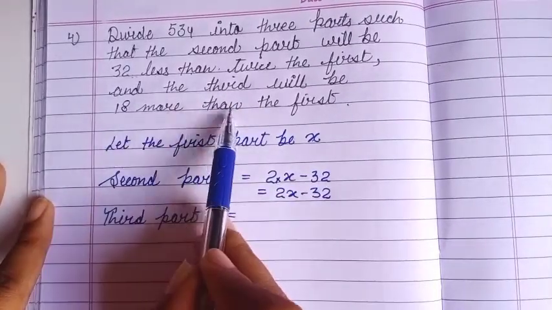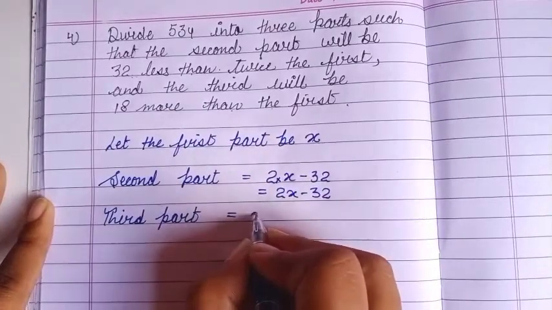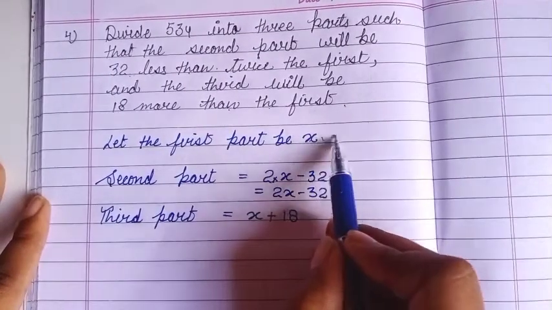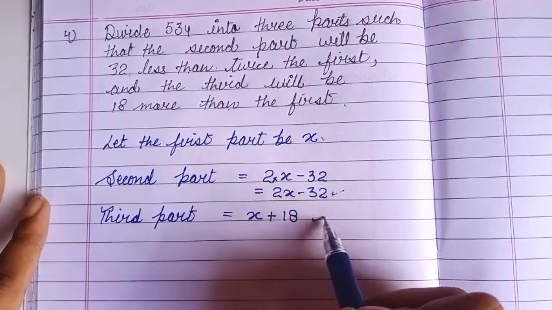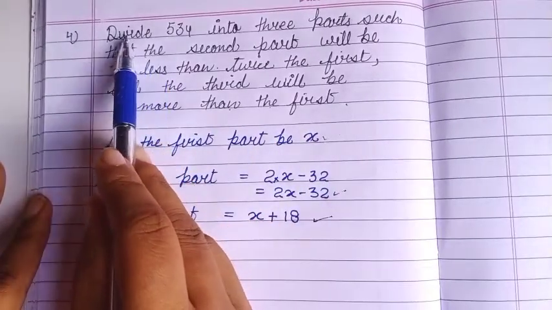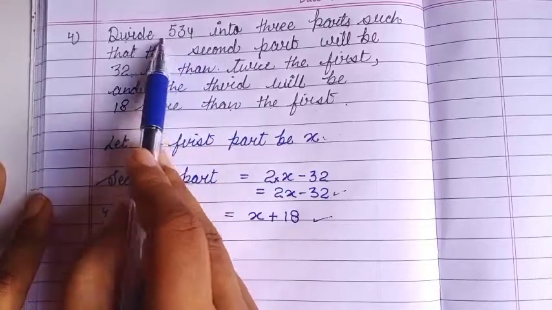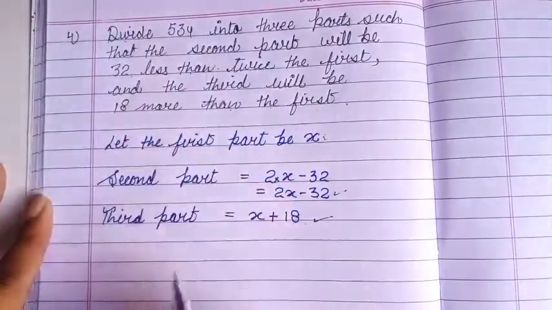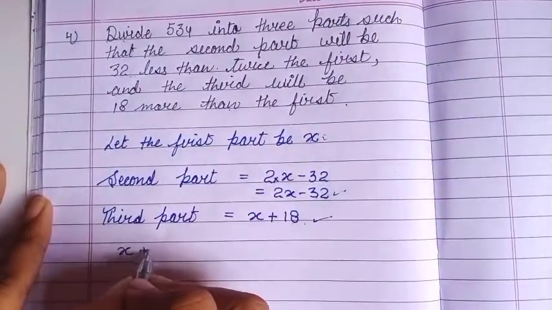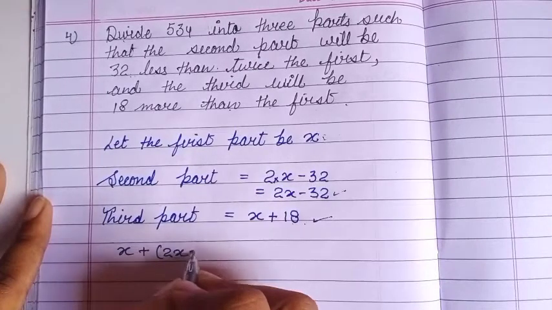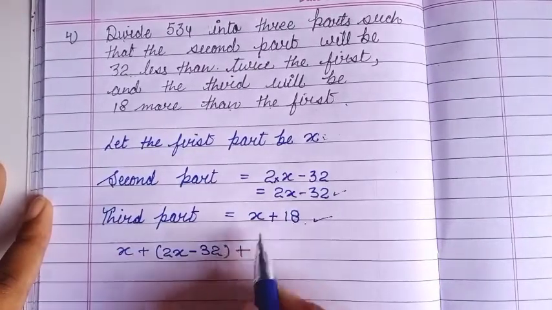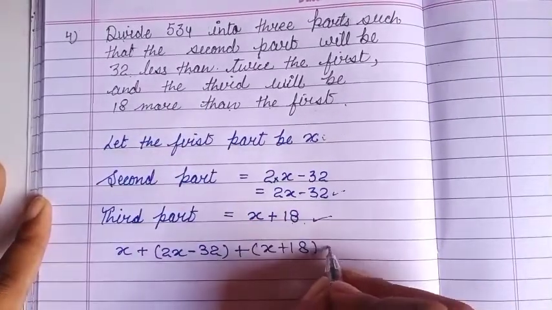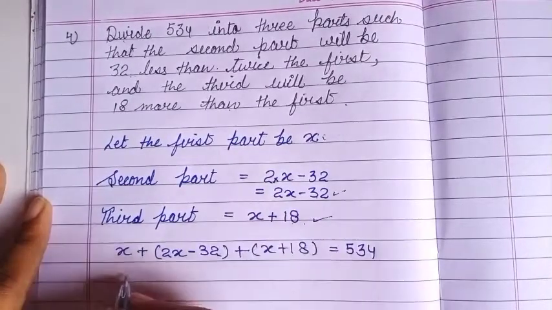The third will be 18 more than the first, right? So the first part is x, the second part is 2x minus 32 and the third part is x plus 18. In the question they said the total is 534 because they have divided it into these three parts. So the sum should be equal to this. So x plus 2x minus 32 plus x plus 18 is equal to 534.